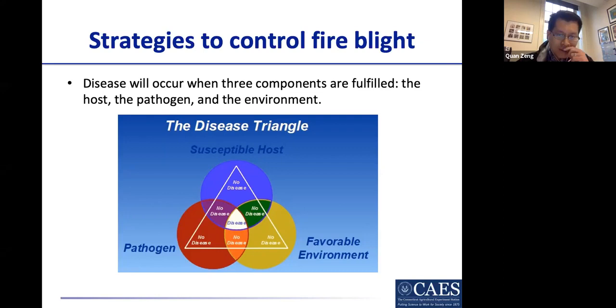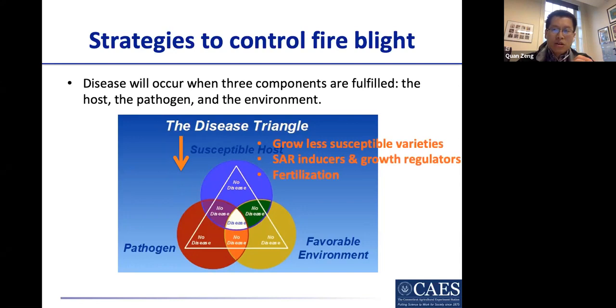So one strategy that we can use to limit disease occurrence is to reduce host susceptibility by growing less susceptible apple varieties, or using fire blight resistant rootstocks as much as possible. We can apply systemic acquired resistance inducers, SAR inducers, to boost host immunity. We can use growth regulators such as Apogee to limit vegetative shoot growth. Those are all helpful to reduce susceptibility.